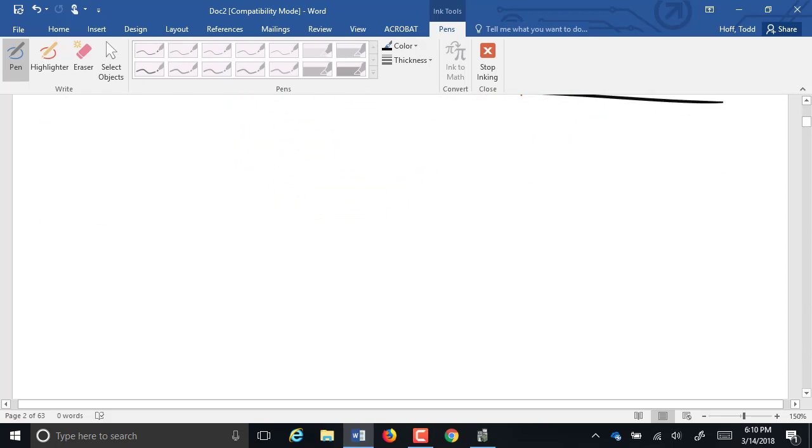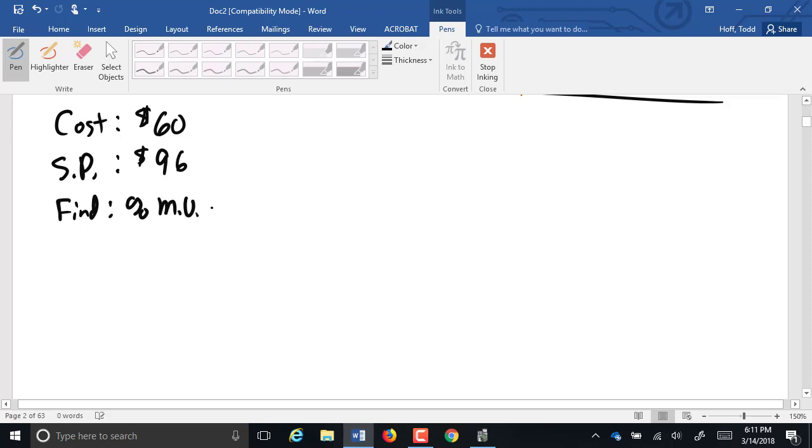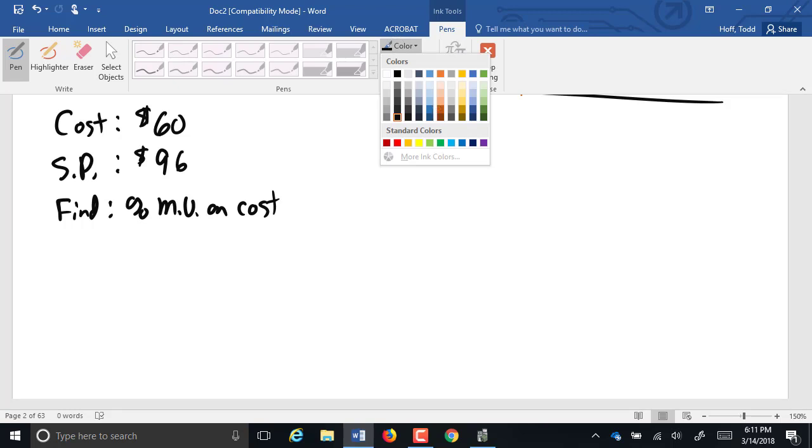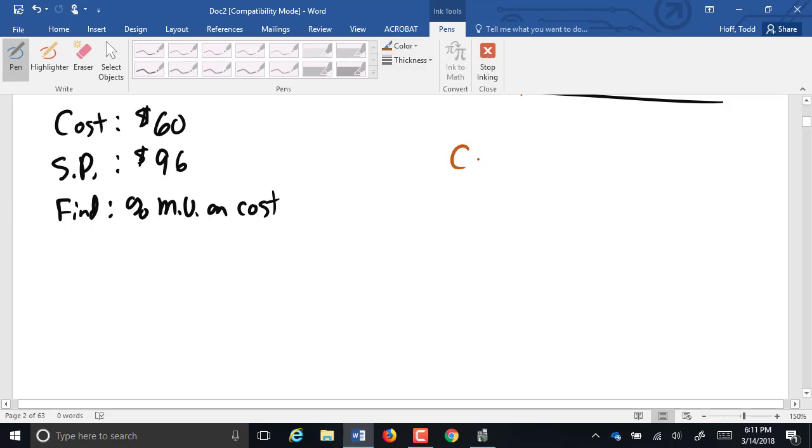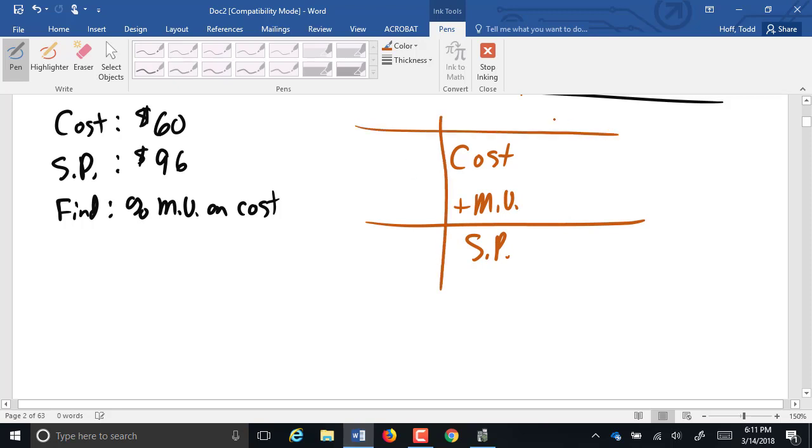So let's look at this. Let's say we have a cost of $60, a selling price of $96. Find the percent markup on cost. Now, this is one we haven't done before, at least not in this format.